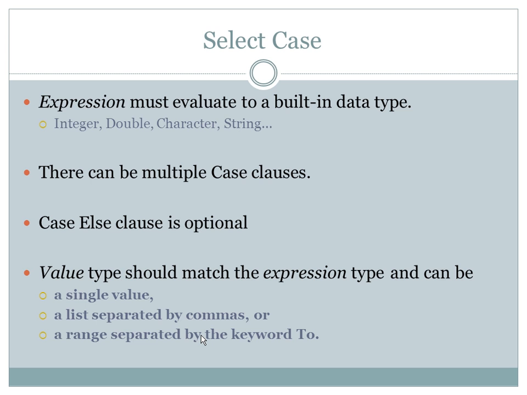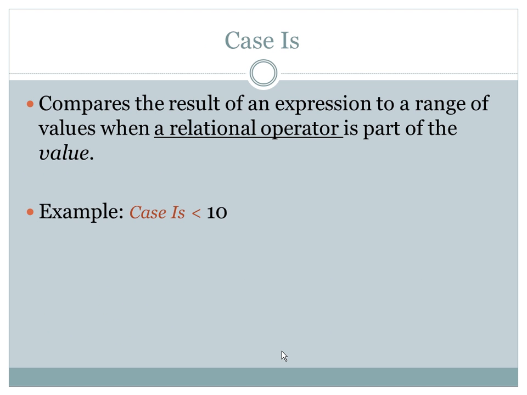It can be a single value, such as case 2. It can be a list separated by commas, such as we had case 0, 10. It could also be a range, such as if I had case 0 to 10, and you have to have that keyword to. You can also use less than, greater than, less than or equal to, greater than or equal to, any of the relational operators, but you're going to add is with the case. So it'll be case is less than or case is greater than, and then whatever the value would be.